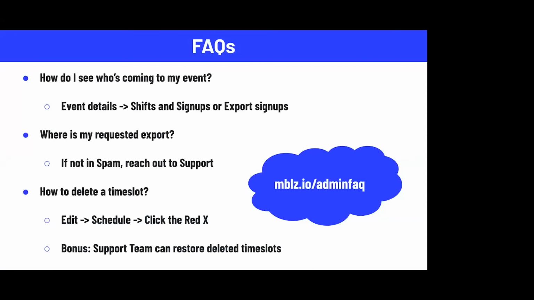So to get started, how do I see who's coming to my event? Obviously, this is very important for admins, organizers, and volunteer hosts. So there's 2 ways, and both of them are on the event details page. You may be familiar with this. When you are on your dashboard, you can click into the name of the event that you want to see the signups for. Then you can scroll down to the bottom under shifts and signups, and just right next to shifts and signups, you will see a button that says export signups.